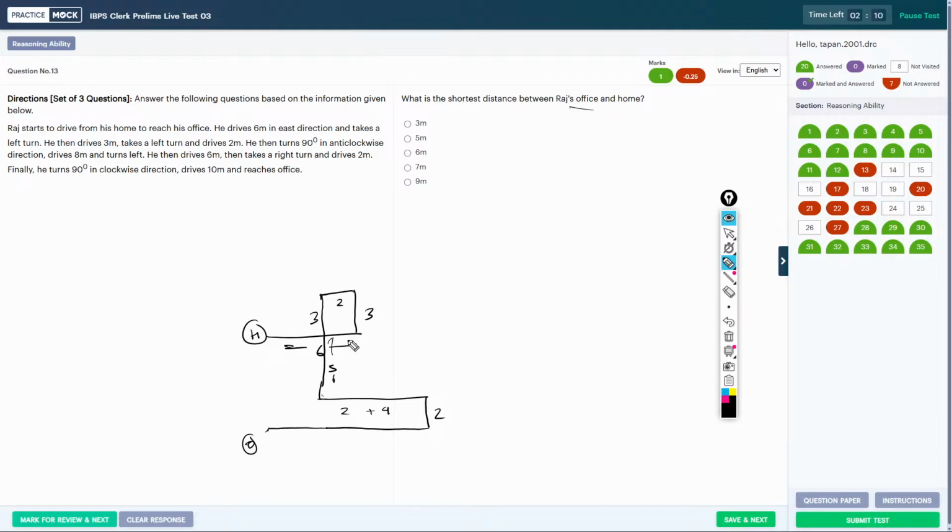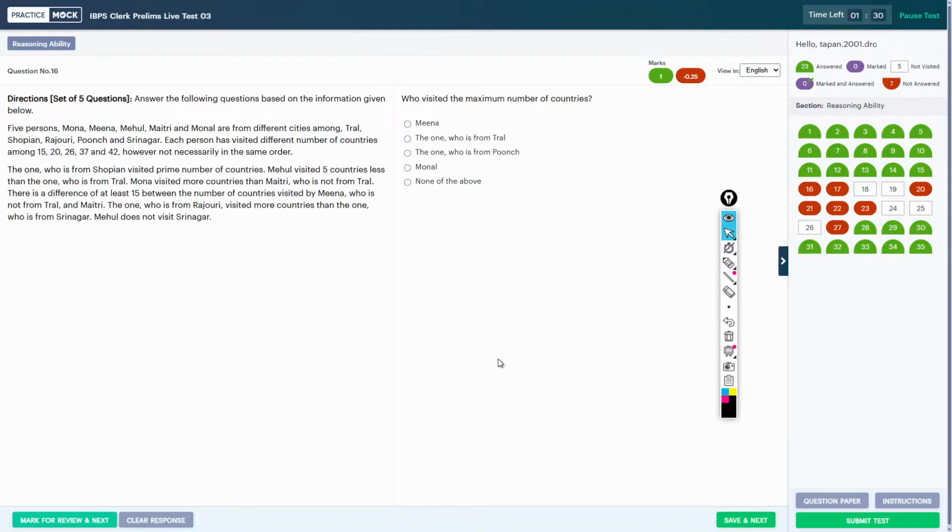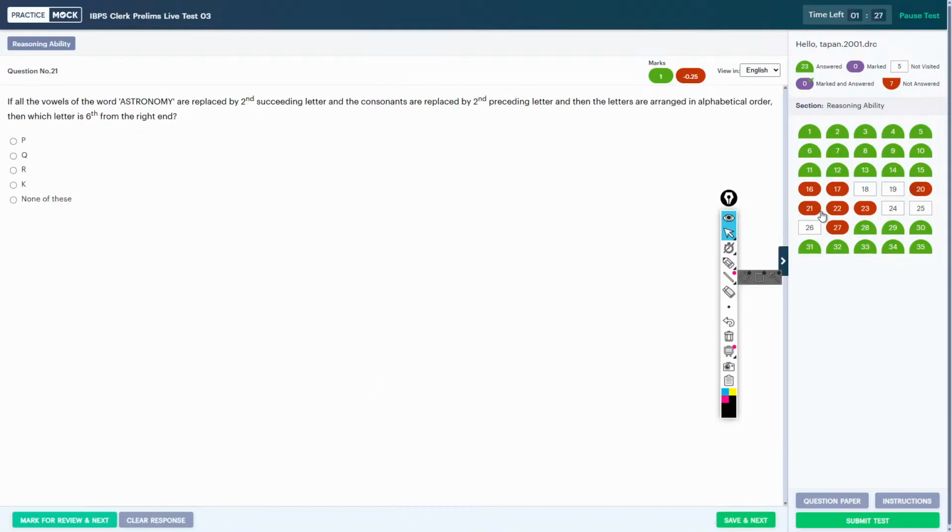Shortest distance from home to office. What is the shortest distance between the third turn and fifth turn? First, second, third, to this point. Third, fourth, fifth, and this point. This is 6, this is 8. So 10. Raj's office is to the south of home. Okay, 5%, not doing all vowels.